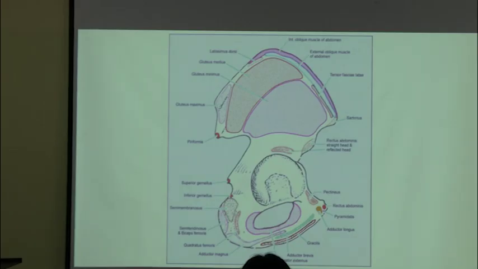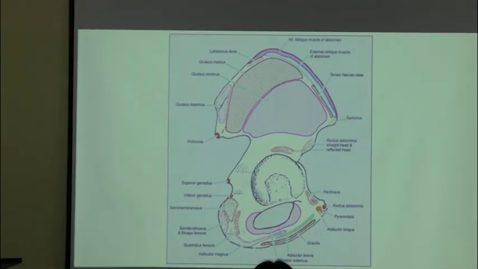Here you can see this is called the posterior gluteal line, and this is called the inferior gluteal line. So in between, the gluteus minimus muscle is attached. So gluteus maximus, gluteus medius and gluteus minimus. Below the inferior gluteal line, here another muscle is attached. It is called the rectus abdominis muscle.